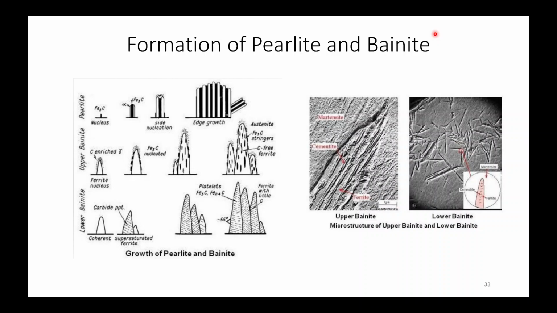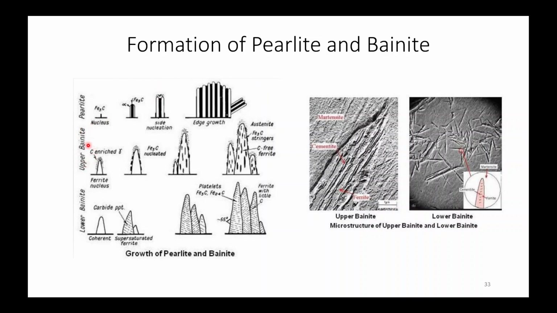Formation of pearlite and bainite. Now in case of pearlite, the first nucleus forms in the form of Fe3C. So an Fe3C needle will form initially, then in the adjacent areas there will be depletion of carbon leading to formation of alpha ferrite. So ferrite will form adjacent to this, then again a carbon rich area will form leading to again formation of these cementite needles. Now this type of nucleation and growth will take place leading to formation of pearlite.